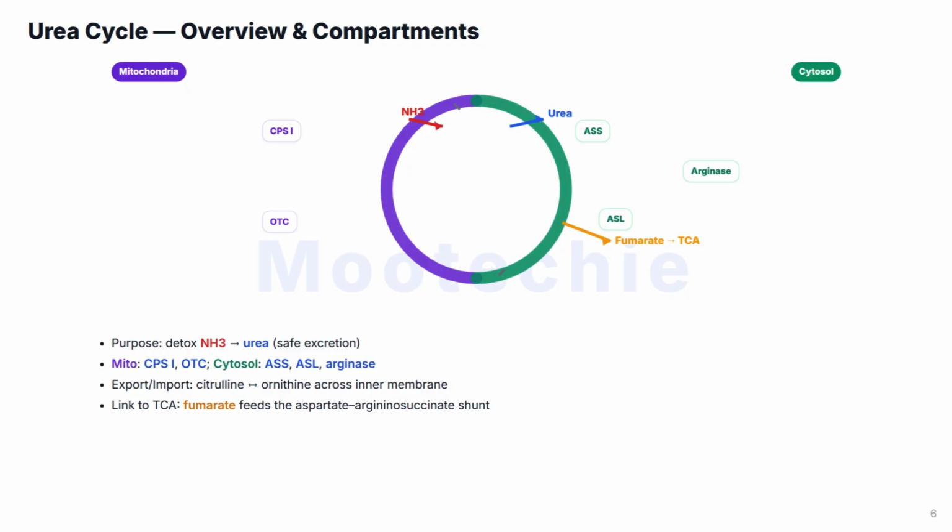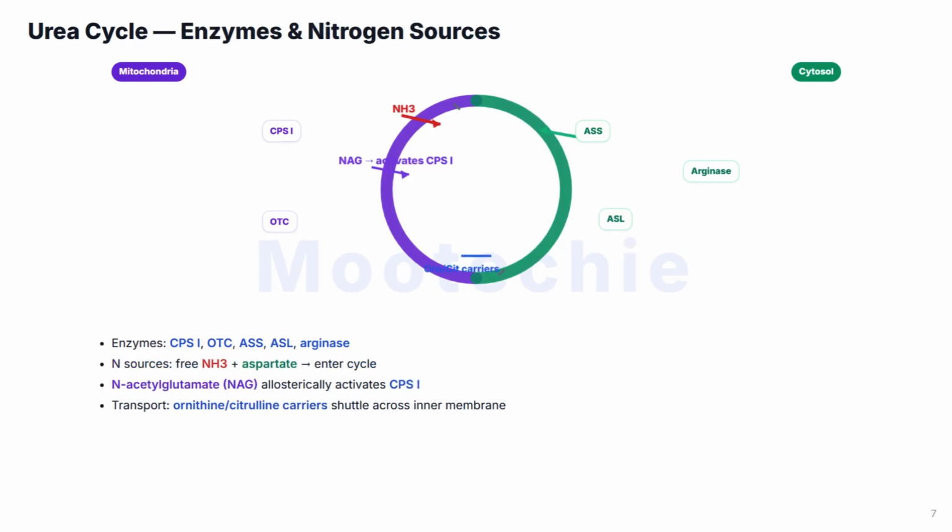Let's look more closely at the urea cycle enzymes and nitrogen sources. The diagram again shows the mitochondrial and the cytosolic compartments. Key mitochondrial enzymes are CPS1, activated by NAG, and OTC. Key cytosolic enzymes are ASS, ASL, leading to arginase. The text notes the enzymes CPS1, OTC, ASS, ASL, and arginase.